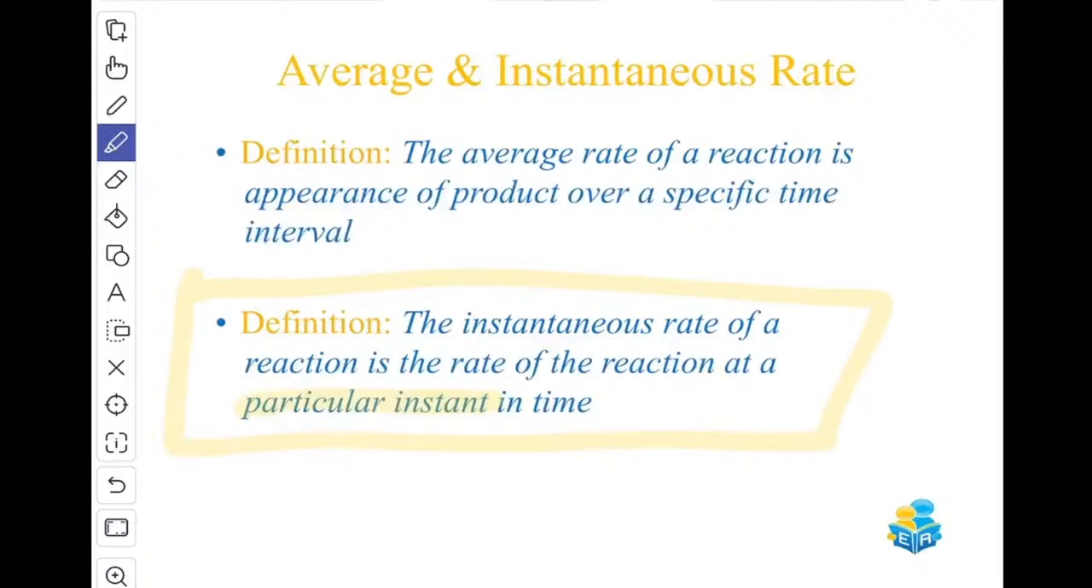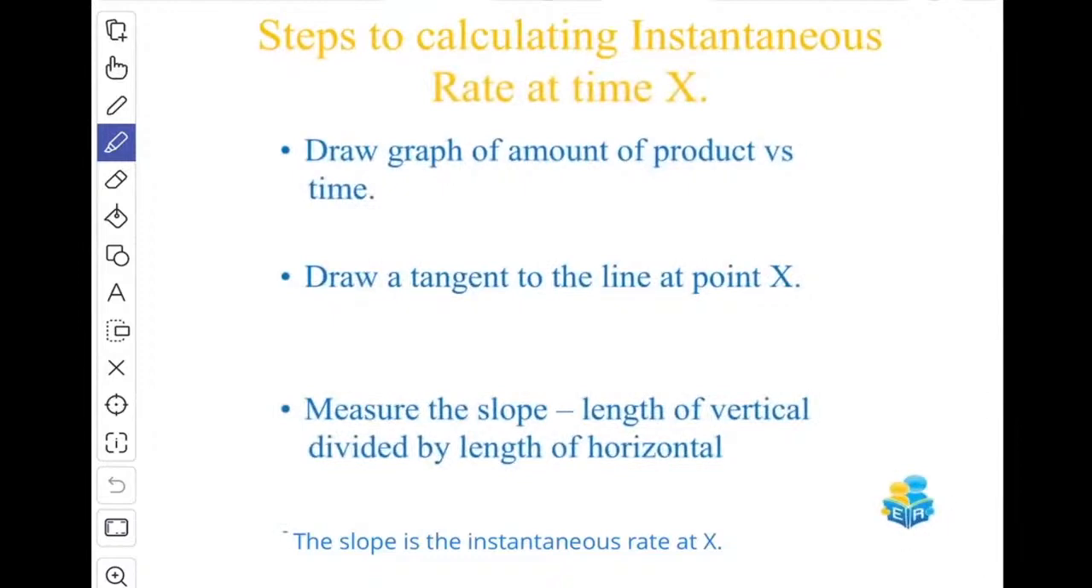So usually that would involve drawing a graph and then having to find the instantaneous rate of it. So sometimes students can find that a little bit difficult, so I've broken it down for you into a set of steps on how to calculate the instantaneous rate at a particular moment in time. So if you are calculating the instantaneous rate at a particular moment in time, you should always draw a graph. And usually it will be the product versus the time taken to produce that product.